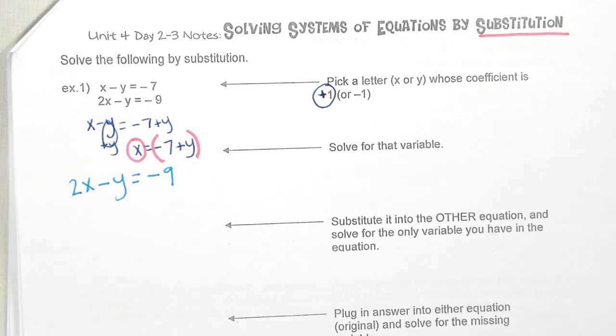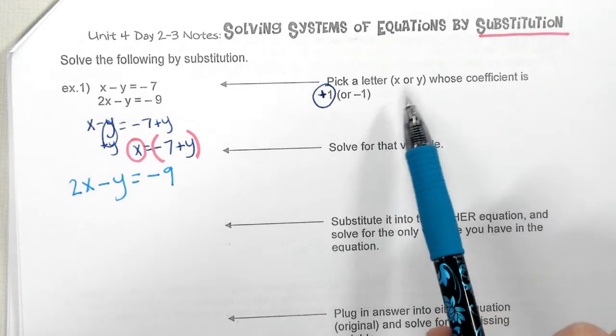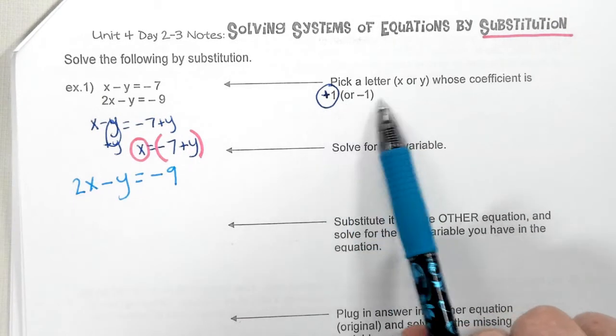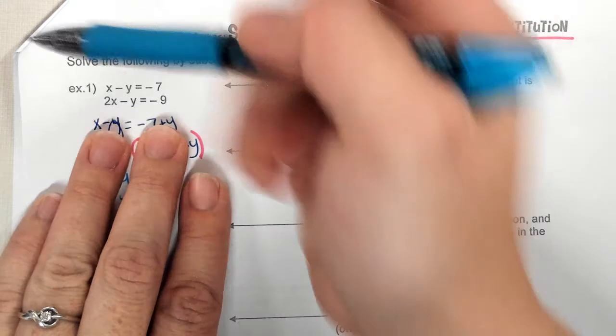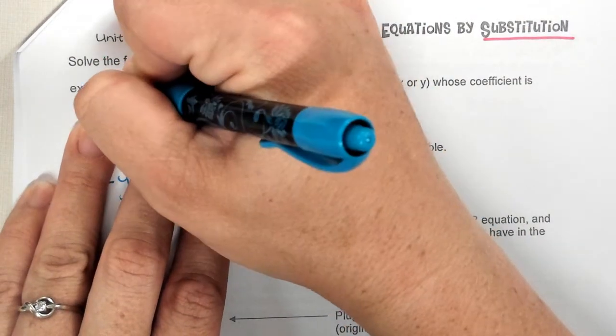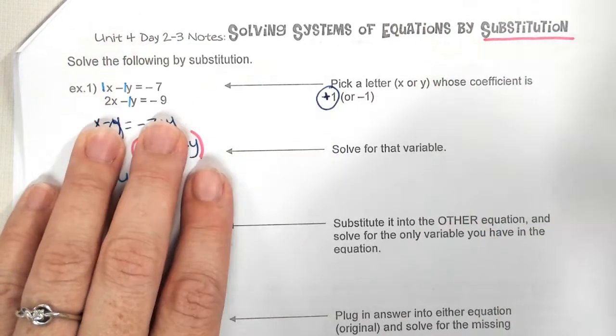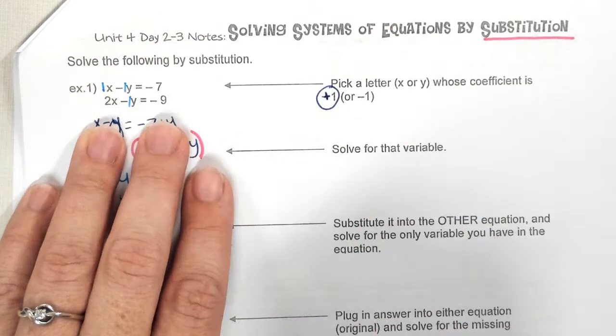Okay, solving by substitution. Pick a letter, x or y, whose coefficient is positive 1 or negative 1, preferably positive 1. We already started, but we found that this x right here is technically positive 1, and this y is negative 1, and that one has a 2. So we're going to solve for this x in the first equation.